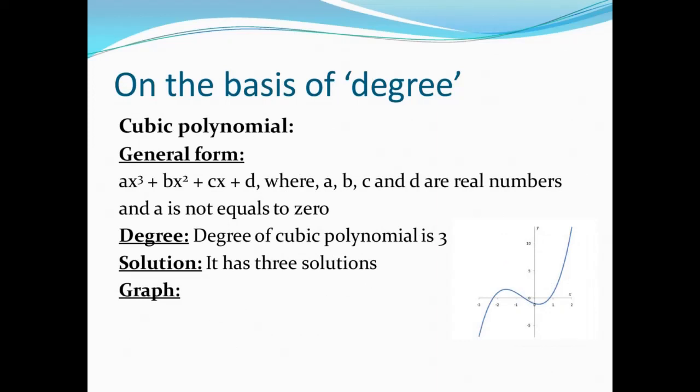Next is cubic polynomial. General form of cubic polynomial is ax cube plus bx square plus cx plus d, where a, b, c and d are real numbers and a should not be equal to 0. Again, if a is equal to 0, then cubic polynomial gets converted into quadratic polynomial, because substituting value of a equals 0 in the general form of cubic polynomial, we get bx square plus cx plus d, which represents quadratic polynomial. Degree of cubic polynomial is 3. It has 3 solutions. Graph of cubic polynomial is shown.